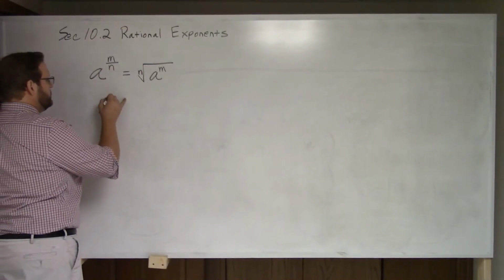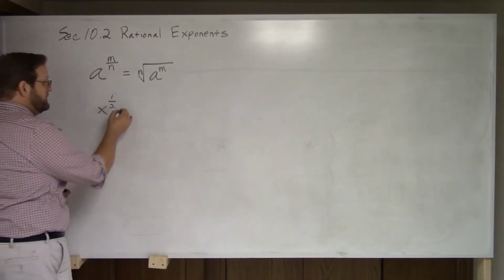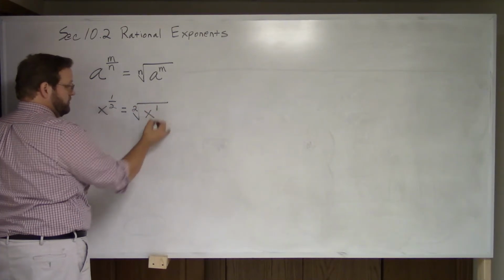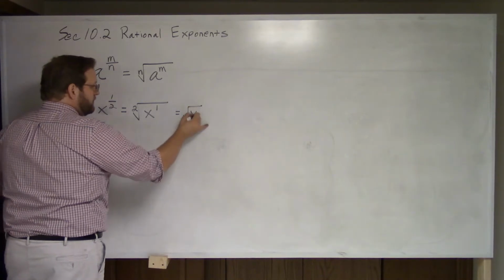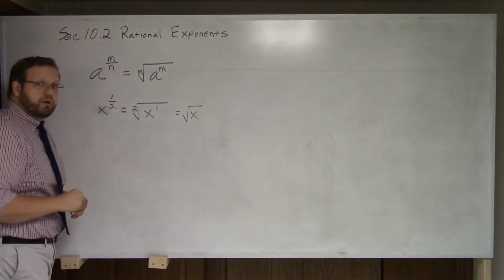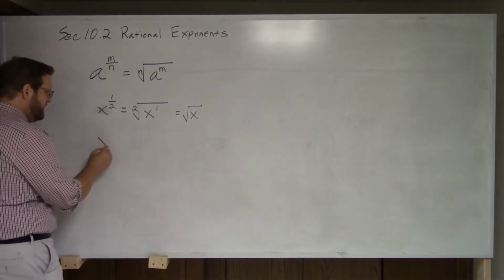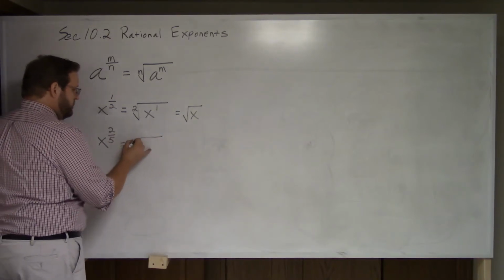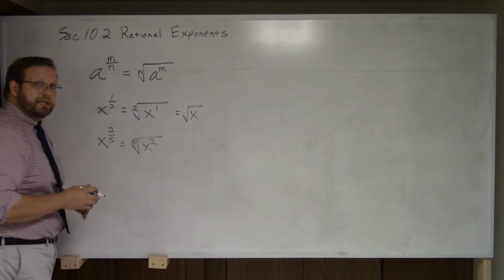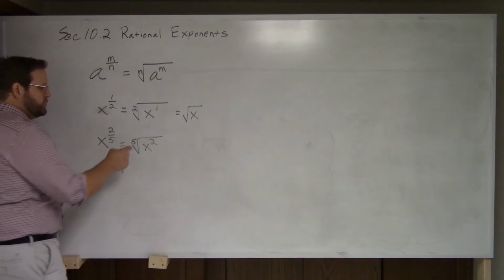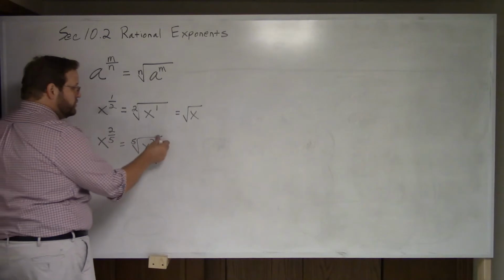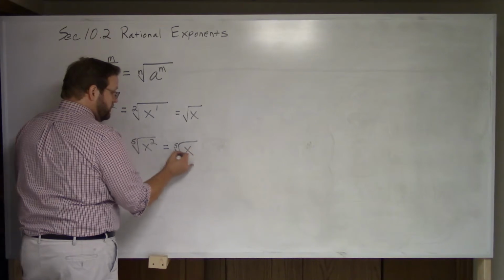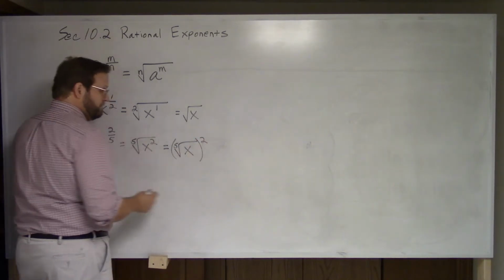So let's say I have x to the 1/2. That would simply mean square root of x to the first. Now really all I would write there is that, but I want you to see where everything is going. If I have x to the 2/5, that would be the 5th root of x squared. Now something I want you to be aware of is when you write it like this, you do have an alternative version and an alternative option to write it like this.